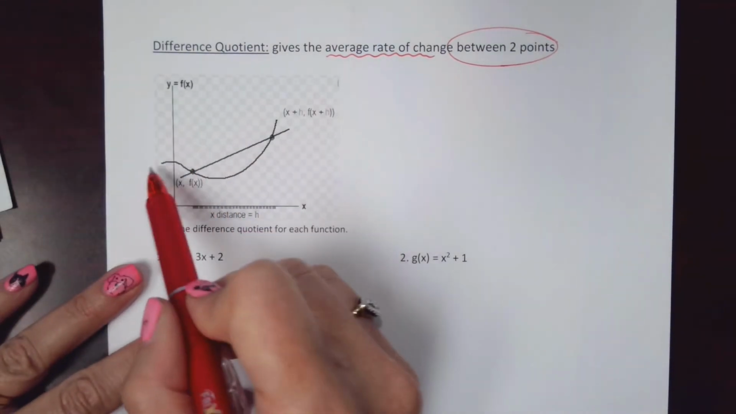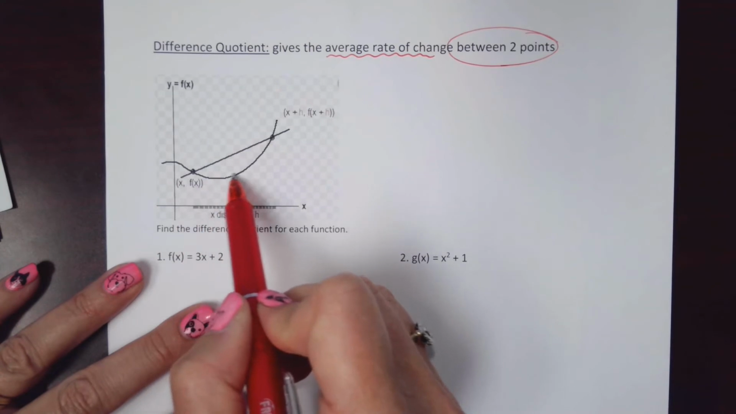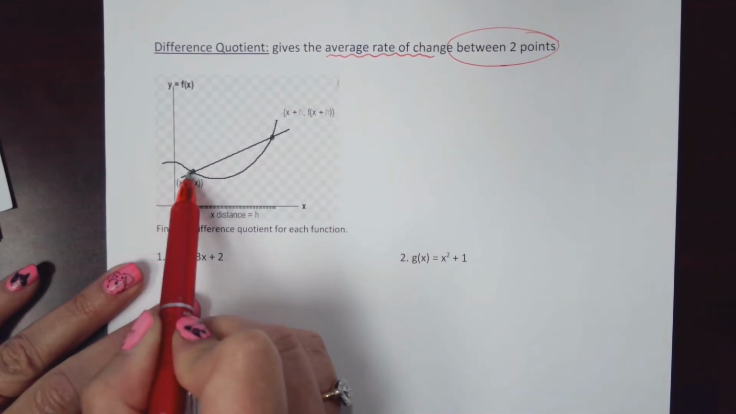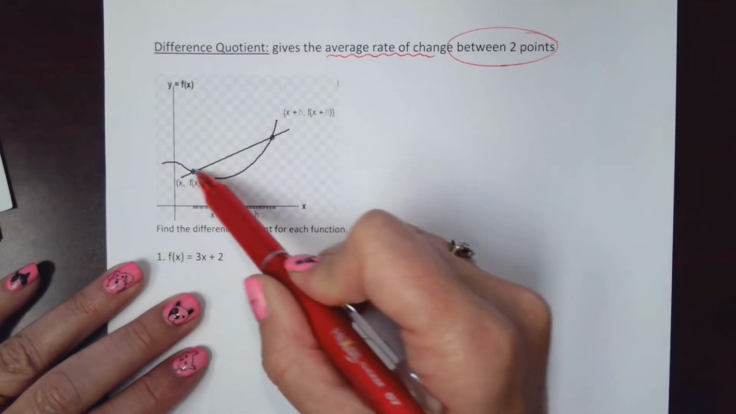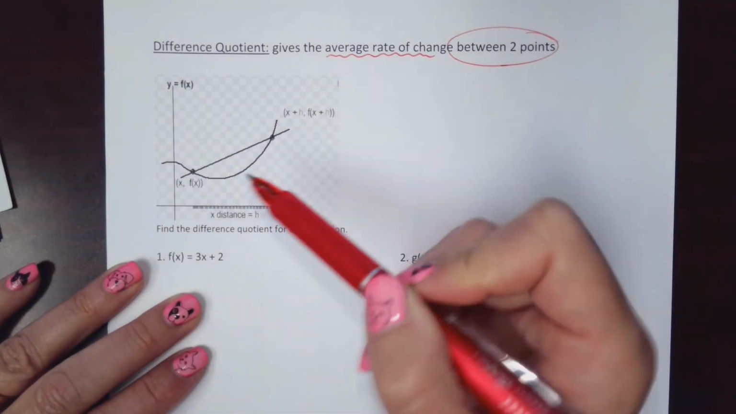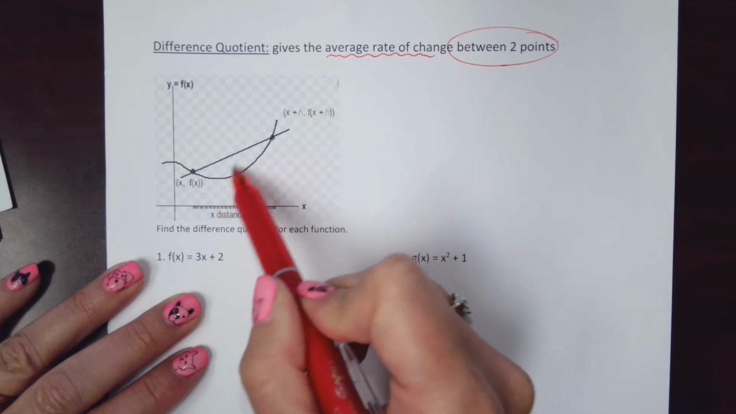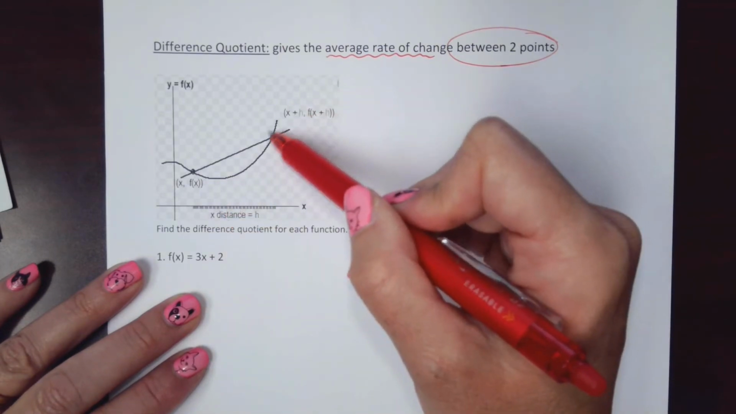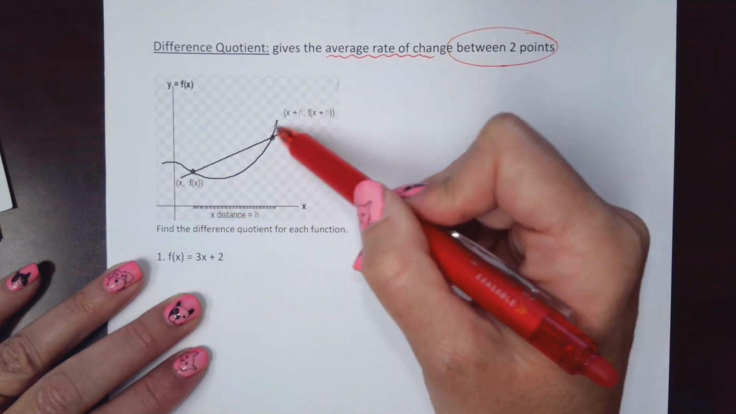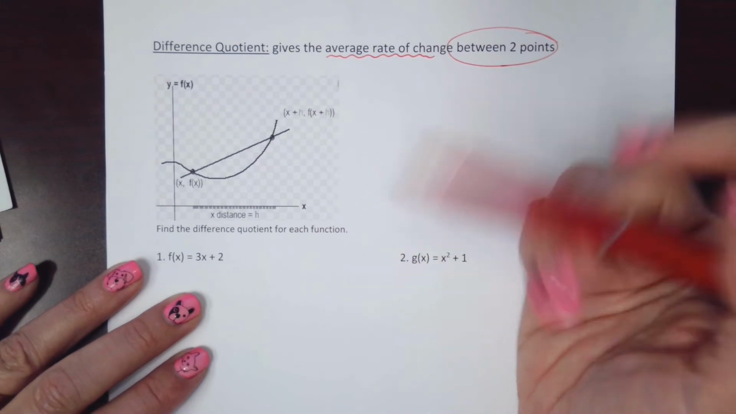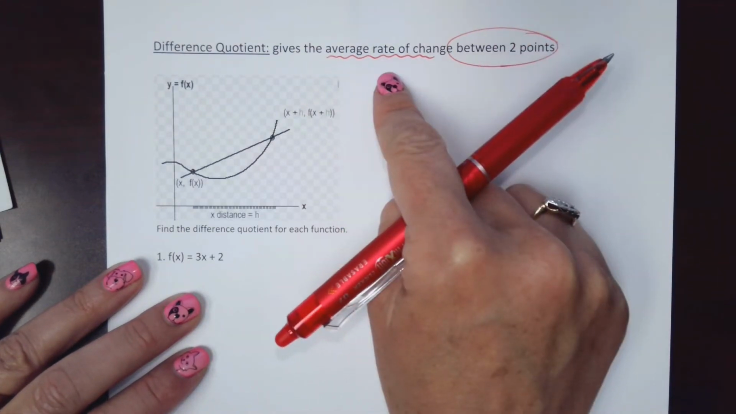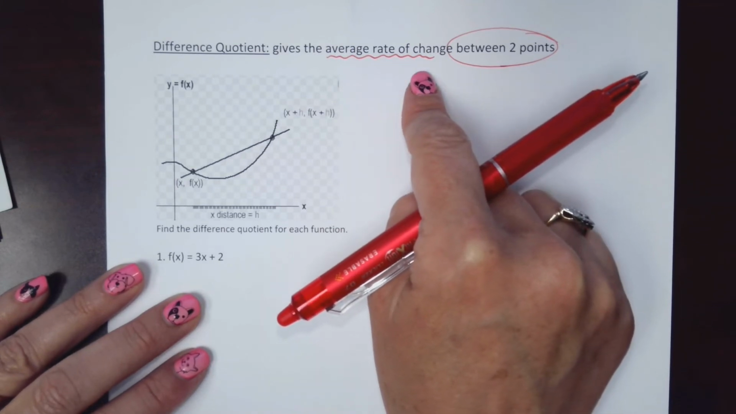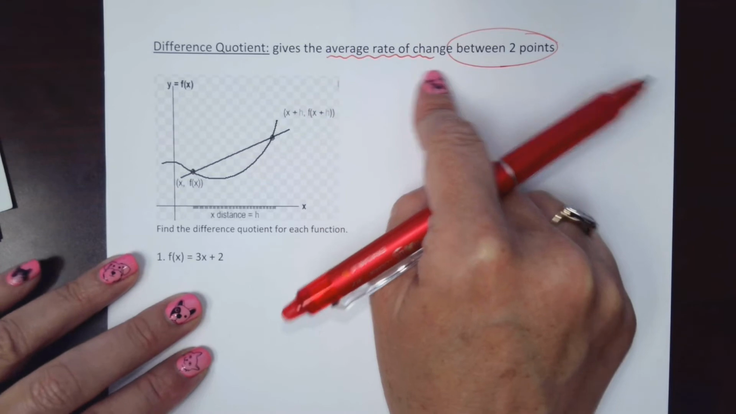For example, if I look at this as my graph, right here, this is decreasing. This is negative. And then it turns and now it's positive. If I pick 2 points here, it's positive but kind of shallow. It's not very steep. If I pick 2 points here, it's still positive, super steep. So my difference quotient is going to give me a calculation that would allow me to have the average rate of change between any 2 points, no matter what 2 points I pick, anywhere on the function.